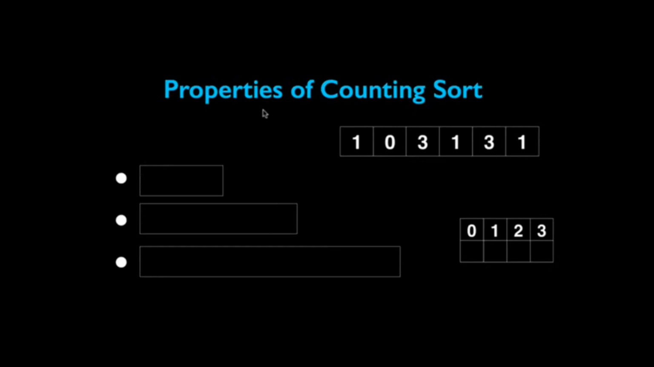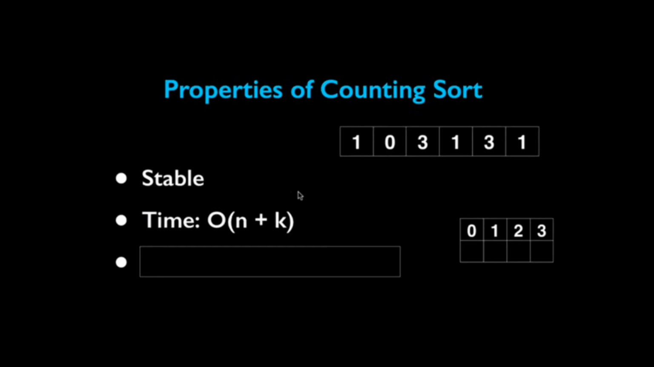Now let's quickly go through a few important properties of counting sort. First of all, as I mentioned, it's a stable sorting algorithm. And the time complexity for this algorithm is big O of n plus k, where n is the number of items in the original array, and k is the range of numbers that we could have for each item in the array.